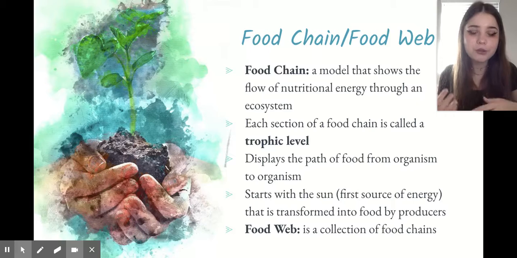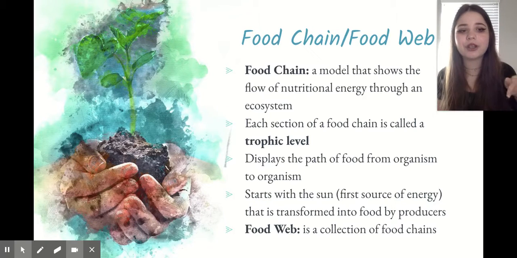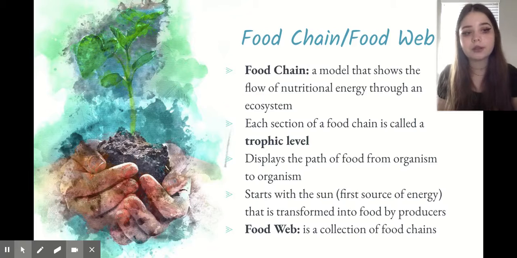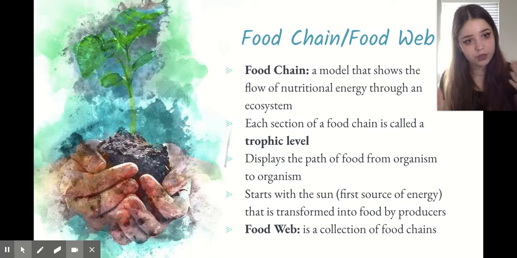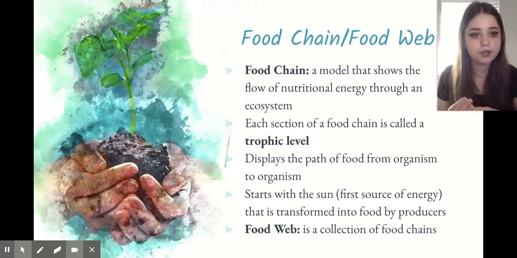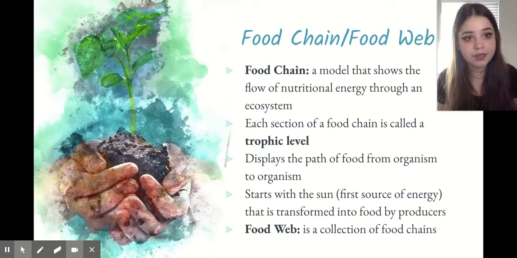And food webs are usually more accurate because in an ecosystem, you don't have one animal eating just one other animal. Other animals, we eat multiple things. It's not like we eat only one food source. We have other sources of subsistence.